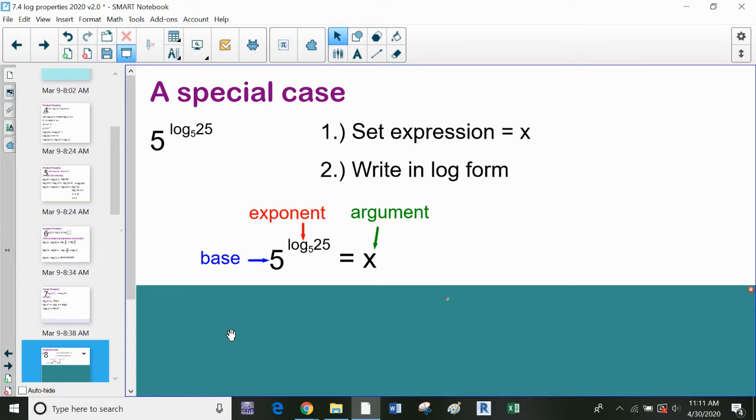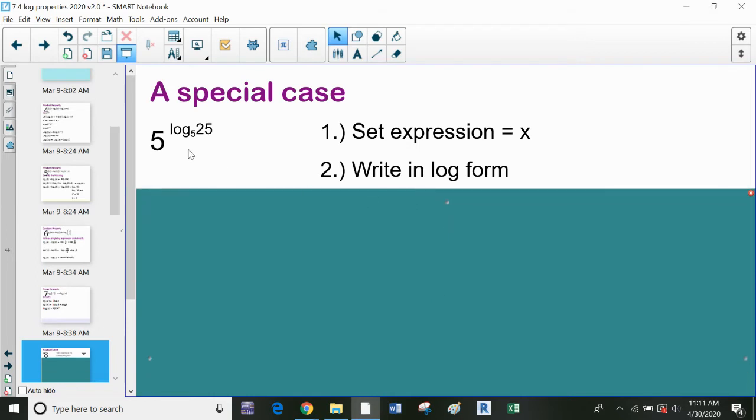Now let's talk about a special case. What if you see something, and this is a lot to look at, so let's just focus your eyes right up here. 5 raised to the power log base 5 of 25. How are you supposed to evaluate that?